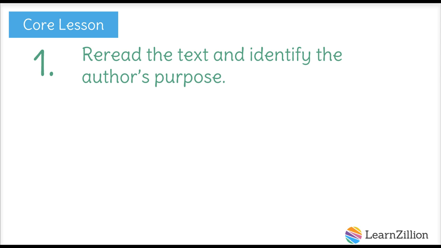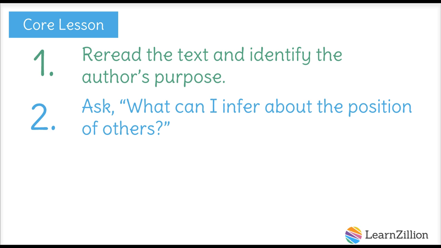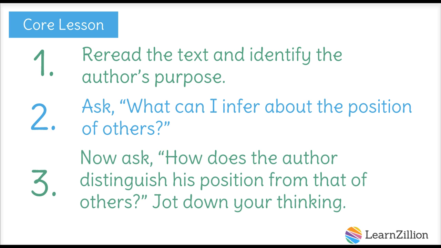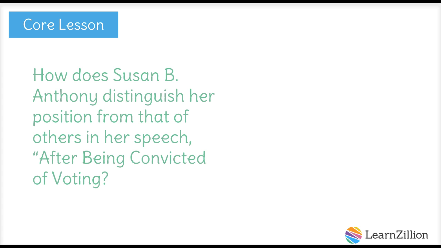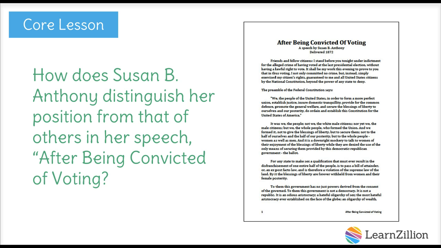1. Reread the text and identify the author's purpose. 2. Ask, what can I infer about the position of others? And 3. Now ask, how does the author distinguish his position from that of others? Jot down your thinking. So our question asks us to look at how Anthony distinguishes her position from that of others. First, I need to identify the author's purpose. To do this, I'm going to begin at the beginning, rereading the first paragraph.